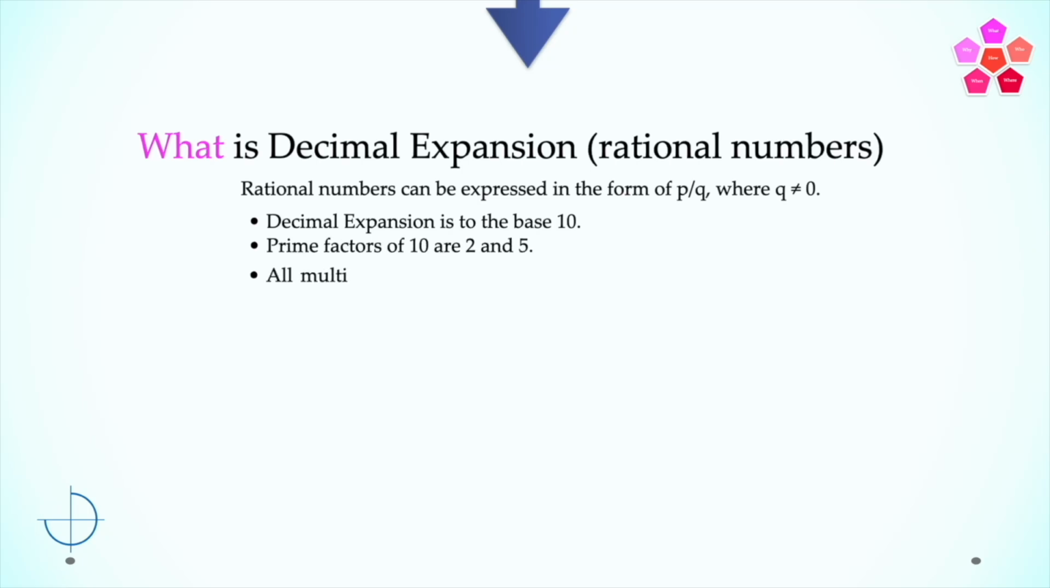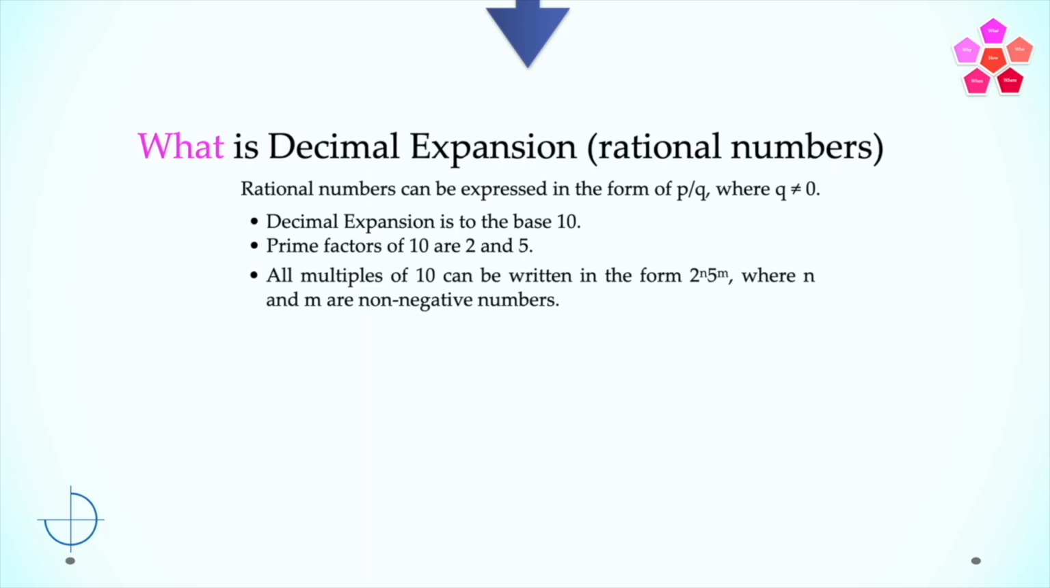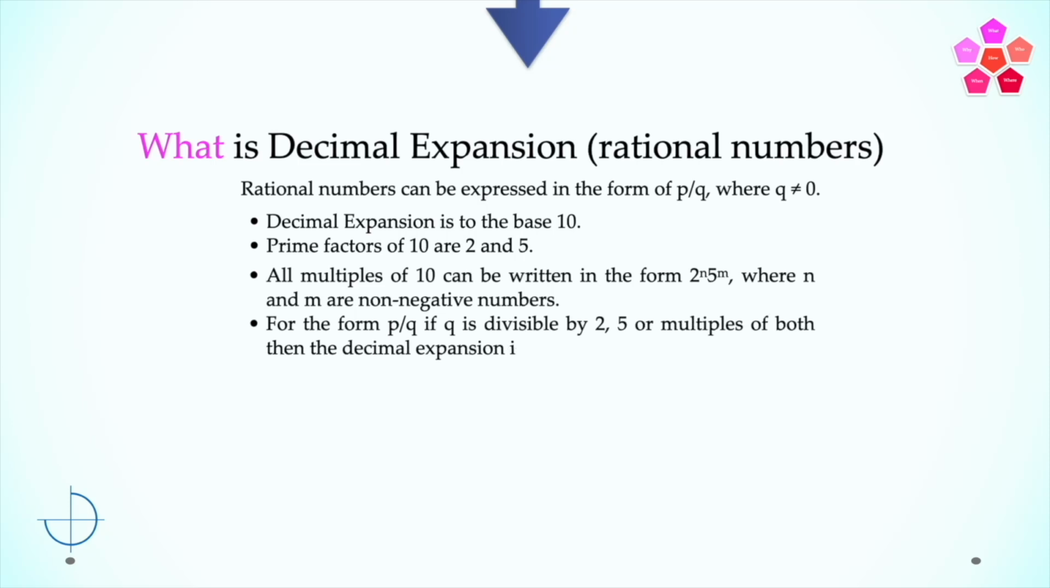All multiples of 10 can be written in the form of 2 raised to the power of n into 5 raised to the power of m, where n and m are non-negative numbers. For the form p by q, if q is divisible by 2, 5 or multiples of both, then the decimal expansion is terminating. So now we are formulating the theorem for decimal expansion of rational numbers.